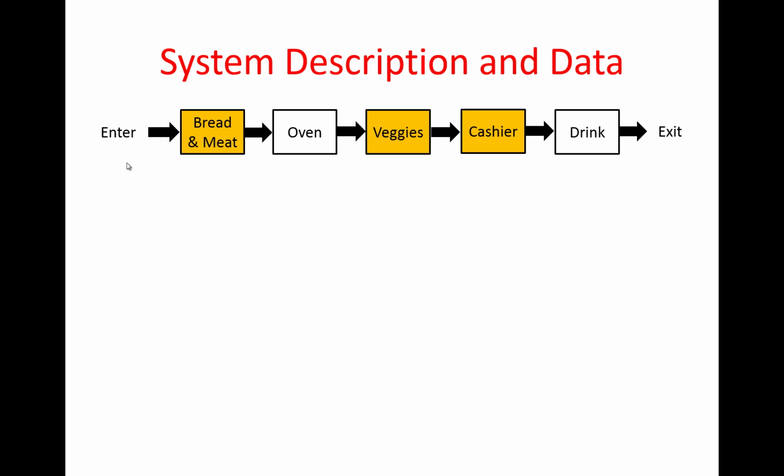Customers enter the restaurant and then they go to the first stage where they choose the type of bread and meat and cheese that they want on their sandwich. And then the customers go to the next stage, which is the oven. If they want their sandwich toasted, the worker puts the sandwich in the oven, and the oven heats the sandwich and toasts it. And then the customers will go to the third stage, which is the veggies station, where they put lettuce, tomatoes, and other types of vegetables and condiments on their sandwich.